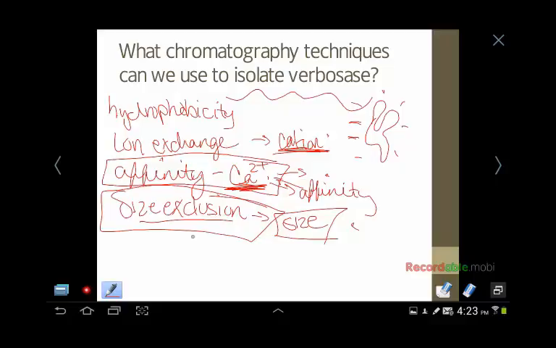So why wouldn't you want to start with size? There's going to be a lot of proteins in that 19 kilodalton range, so size exclusion is not as effective until you do some other separation technique before it. There's probably not very many other proteins at 19 kilodaltons that bind calcium.